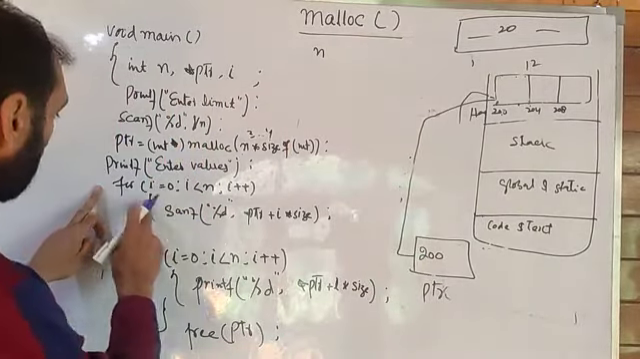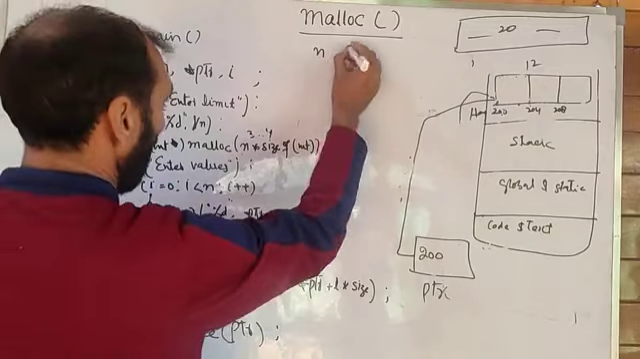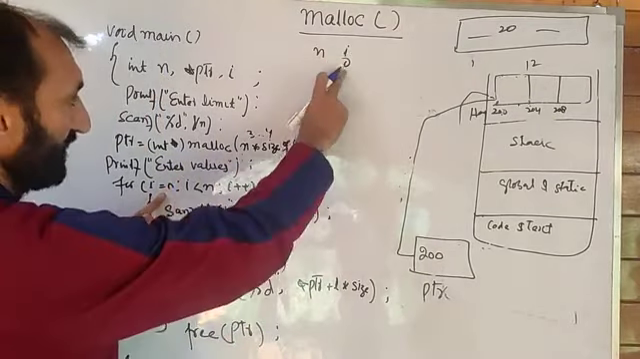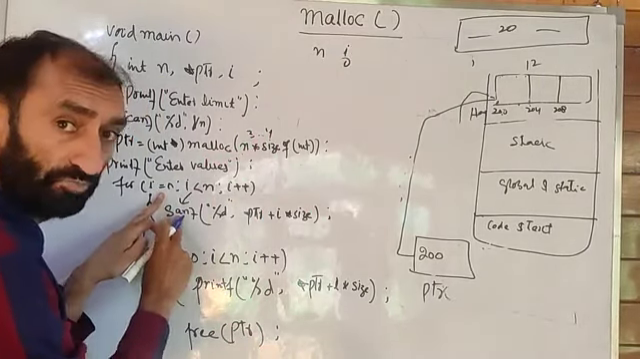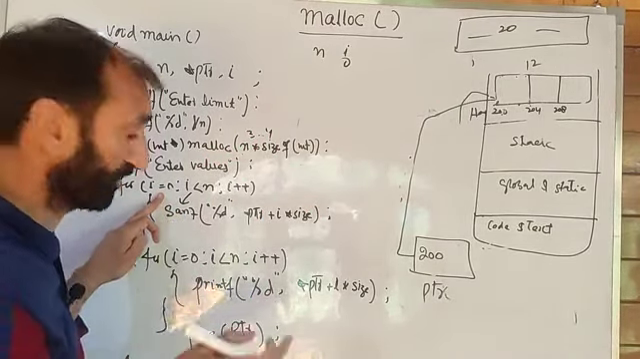Enter the values. For i equal to 0, i is 0, i less than n, yes, 0 is less than n. That means this condition is true. When the condition is true, it will enter into the loop. We have already discussed the loops.